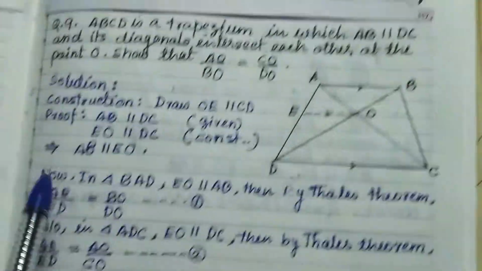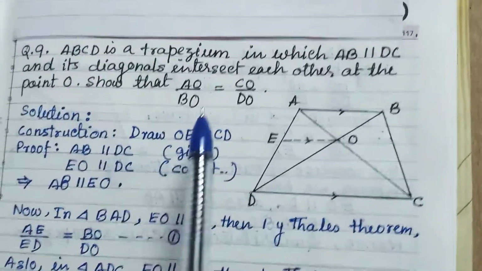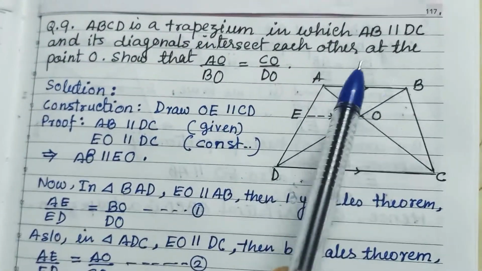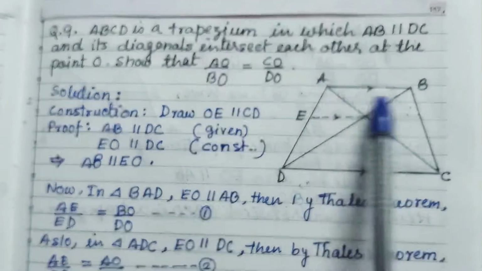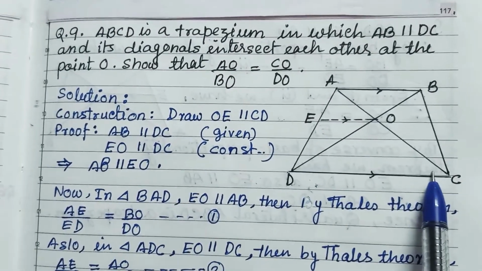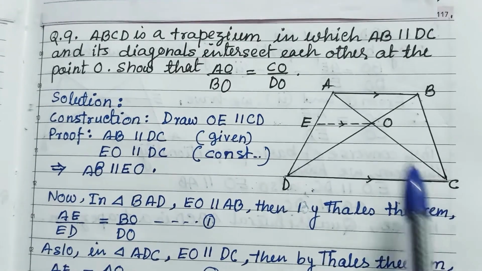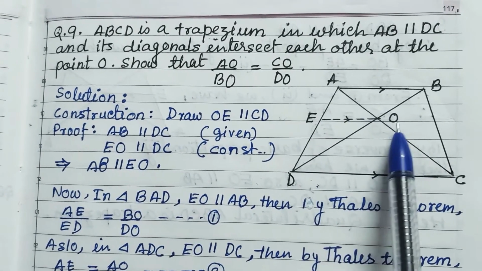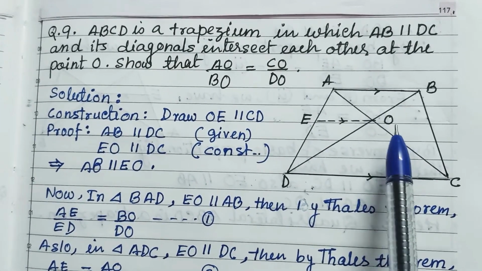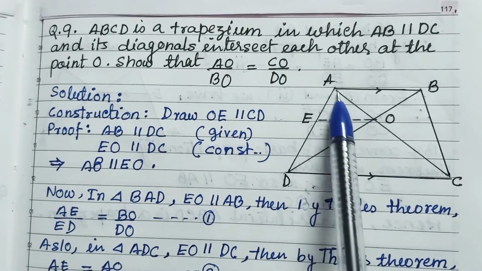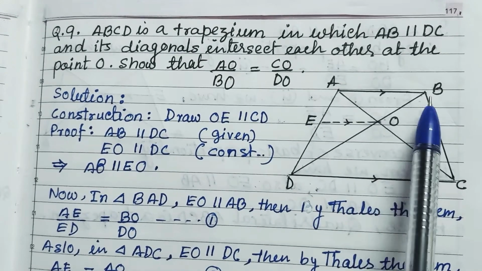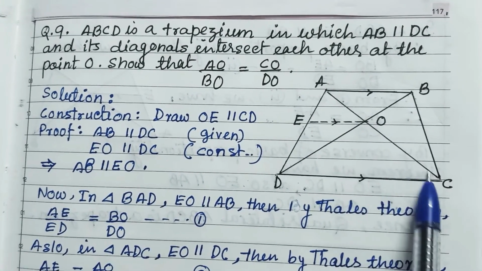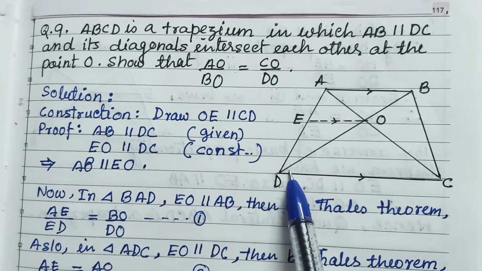Next question is question number 9. ABCD is a trapezium in which AB is parallel to DC and its diagonals intersect at O. Show that AO upon BO is equal to CO upon DO.